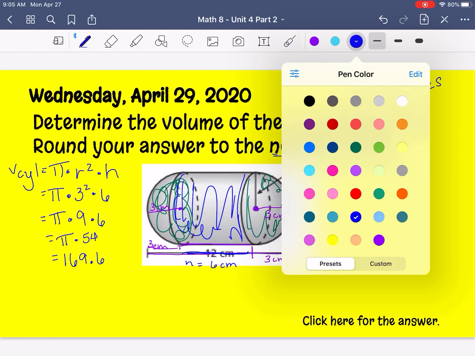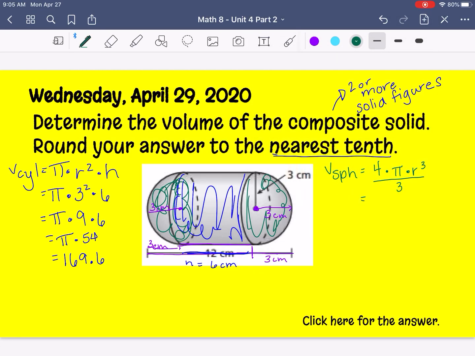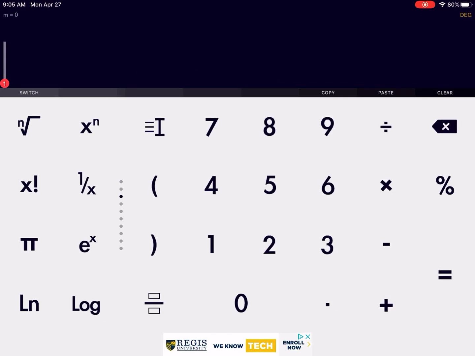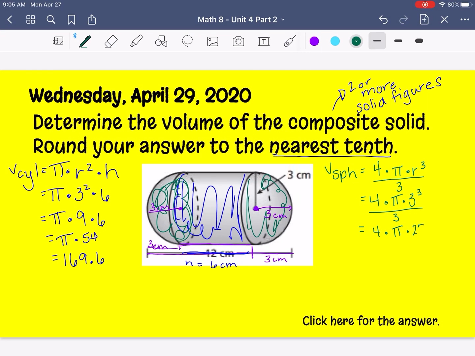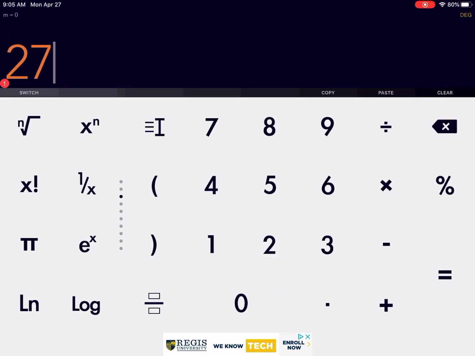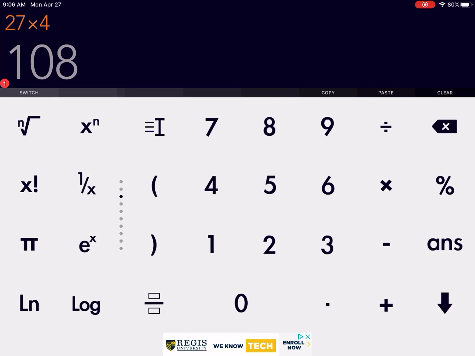Over here, the volume of my sphere. Okay, so I have 4 times pi times my radius, which is 3, just as it was with the other problem, cubed, and we're going to divide that by 3. Okay, I know what 3 cubed is, but I'm just going to use my calculator. So 3 cubed equals 27. Bingo. So 27. Don't forget to divide by 3. Sometimes we get going and we forget to put that in there. Okay, so now I'm going to take that 27 and multiply it by 4, which is 108.